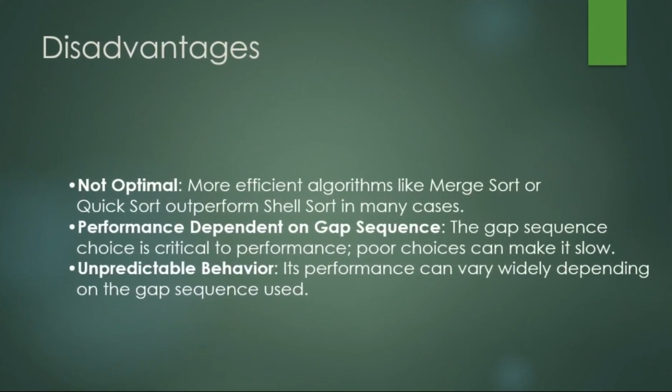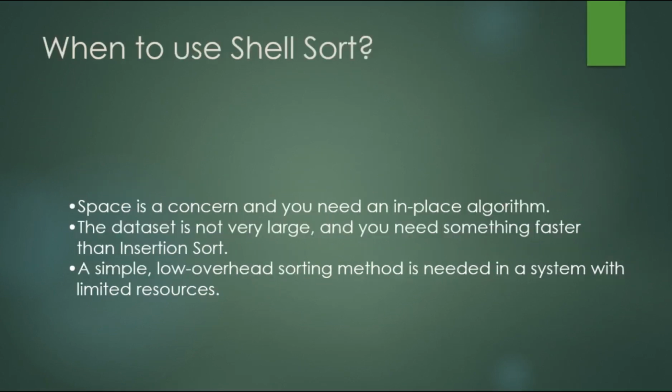Then let's see some of the disadvantages. The first disadvantage is that it is not optimal. There are more efficient algorithms like merge sort or quick sort that outperform shell sort in many cases. The performance is heavily dependent on the gap sequence, which means the gap sequence choice is critical to performance. Poor choices can make it slow. And last but not least, the disadvantage is its unpredictable behavior. Its performance can vary widely depending on the gap sequence used.